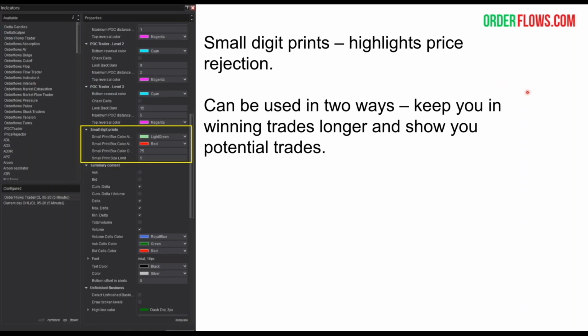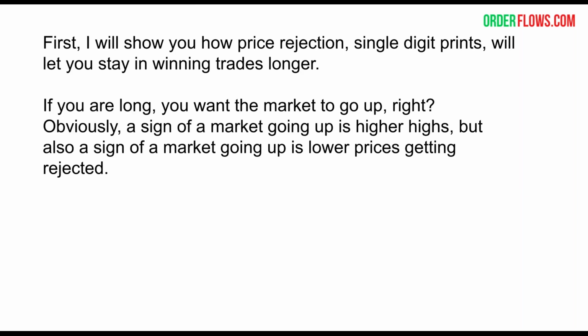Now, when I released the initial version of Order Flows Trader many years ago, this was a main component of it, right? It's what I call small digit prints. It highlights price rejection. Now, it can be used in two ways: to keep you in winning trades longer and show you potential trades, okay, potential reversals. First, I'm going to show you how price rejection, single digit prints, will let you stay in winning trades longer.